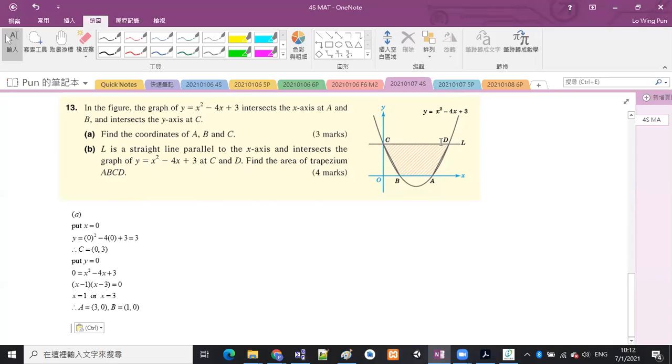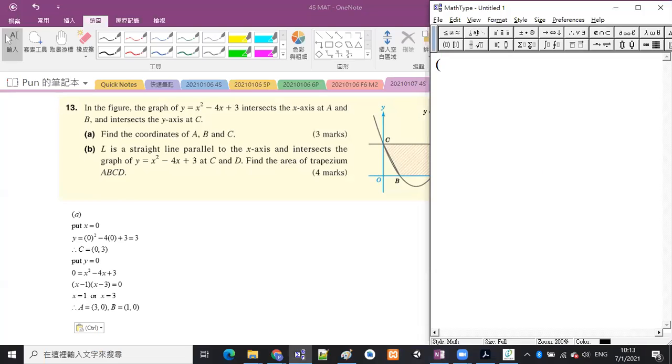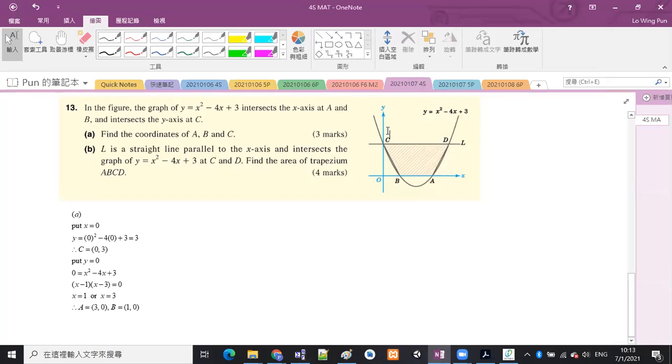Okay, L is parallel to the x-axis, which means it is horizontal. If it is horizontal, its equation must be y equals a number. Okay, the equation of L is y equals number. But what number is it? Because we already found that the coordinates of point C is (0, 3). Let me paste it here. Therefore, point C is at the level of 3.